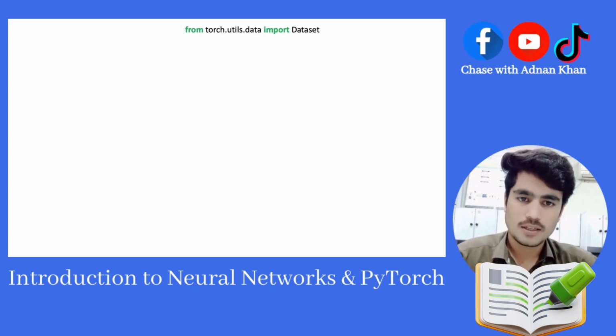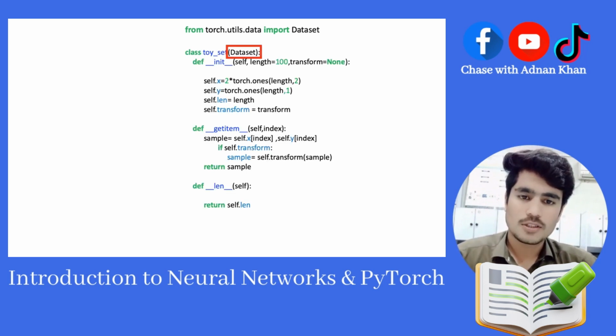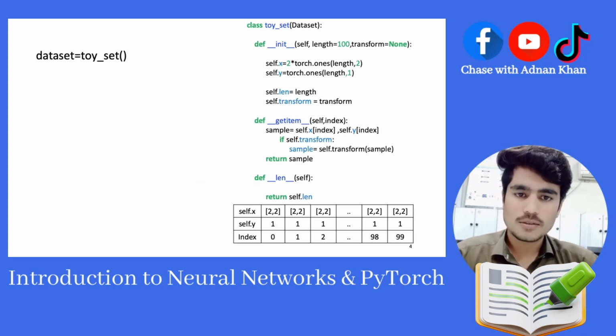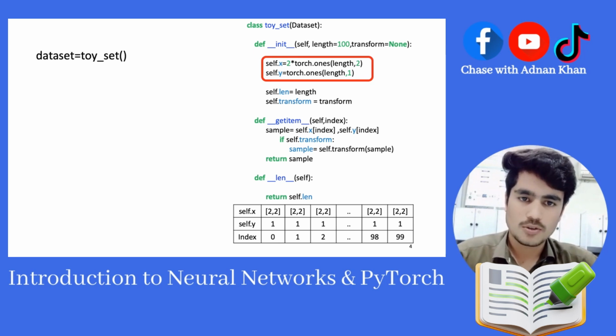We can then create a class ToySet. This is a subclass of the Dataset class. Let's use the box to represent the object and its important data attributes. The values of our features and targets are created in the object constructor and assigned to the self.x and self.y tensors respectively, each with 100 samples. We also store the number of samples in the attribute length.